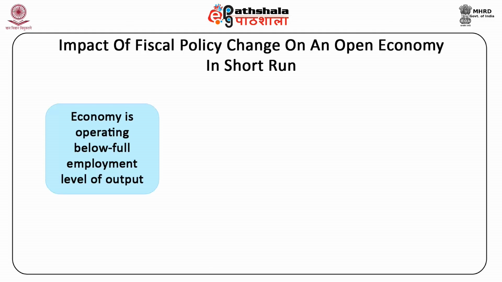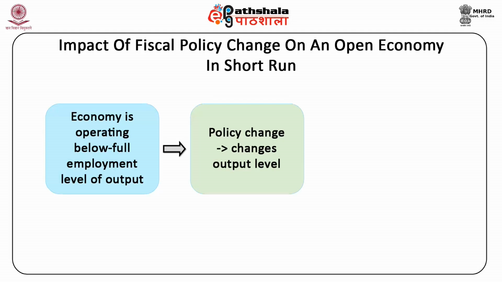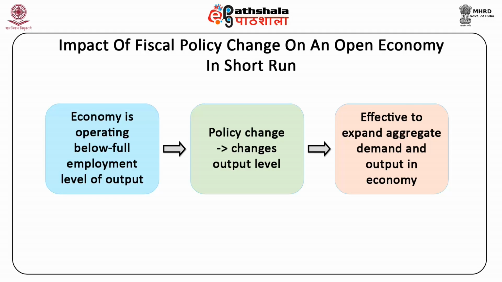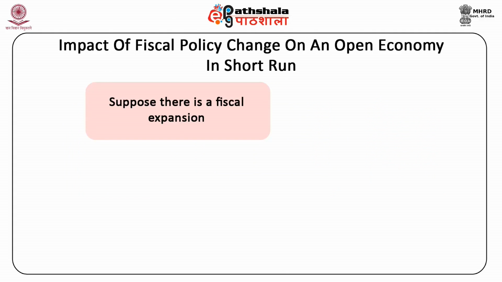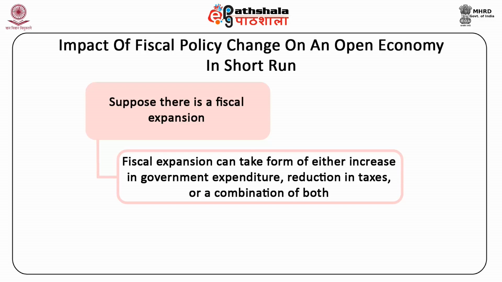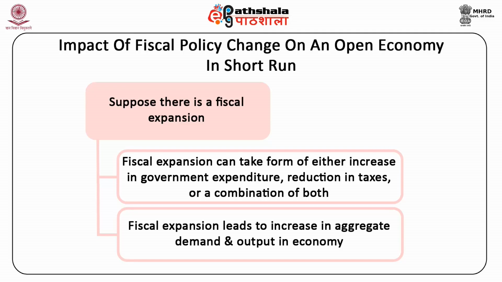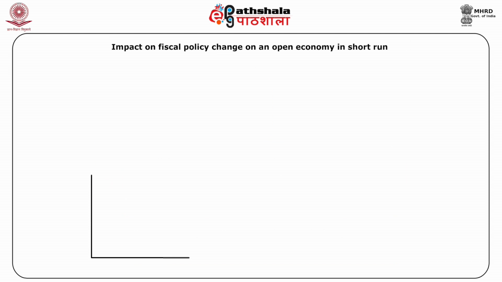In the short run, the economy is operating below the full employment level of output. So any policy change that changes the output level will be effective to expand the aggregate demand and output in the economy. Suppose there is a fiscal expansion. The way we have formulated the equation of goods market equilibrium, fiscal expansion can take the form of either an increase in government expenditure, a reduction in taxes, or a combination of both. Fiscal expansion leads to an increase in aggregate demand and output in the economy. The figure shows how the equilibrium level of output and exchange rates will change with the fiscal expansion.